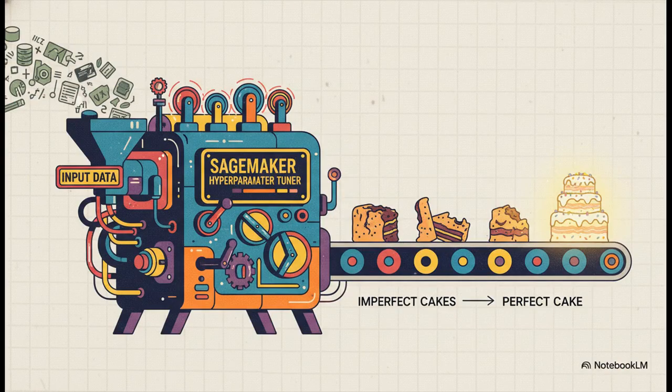You know what it's like? It's like trying to bake the perfect cake. The hyperparameters are your oven temperature, your baking time, how much sugar you use. Instead of you just guessing and checking, SageMaker acts like a master baker. It methodically tests thousands of different recipes to find the one that gives you the best result.